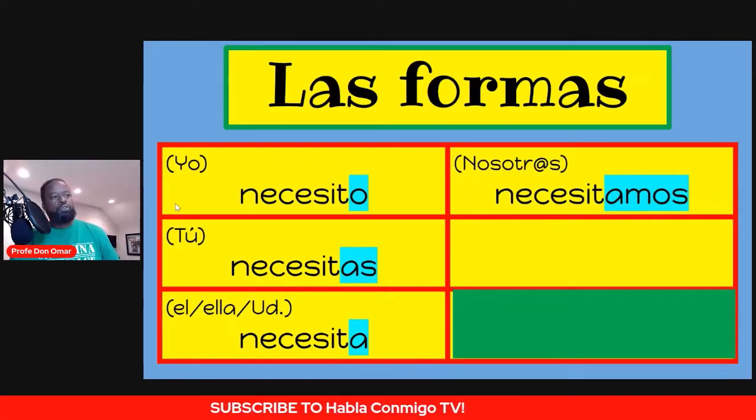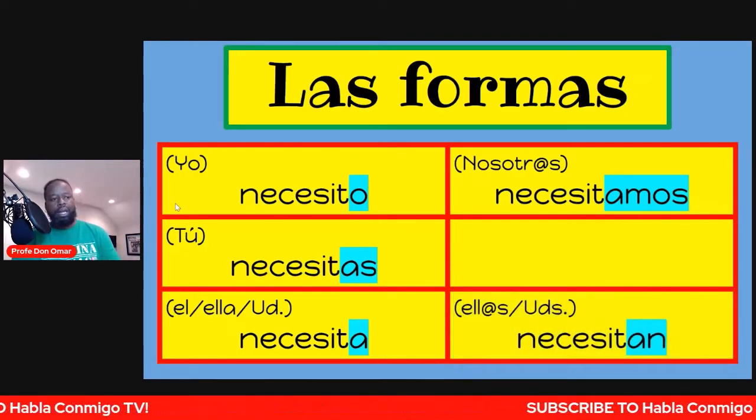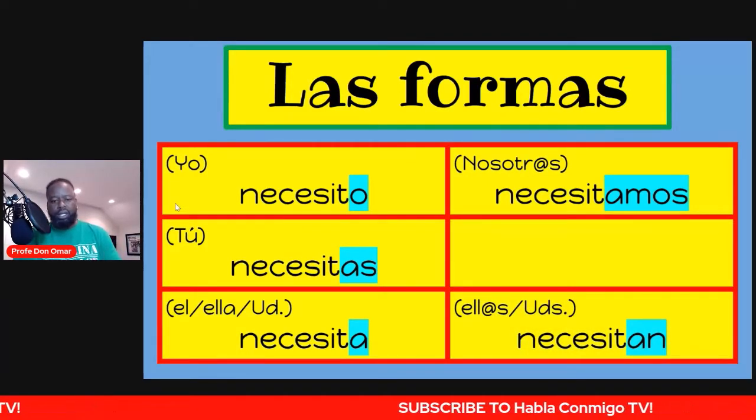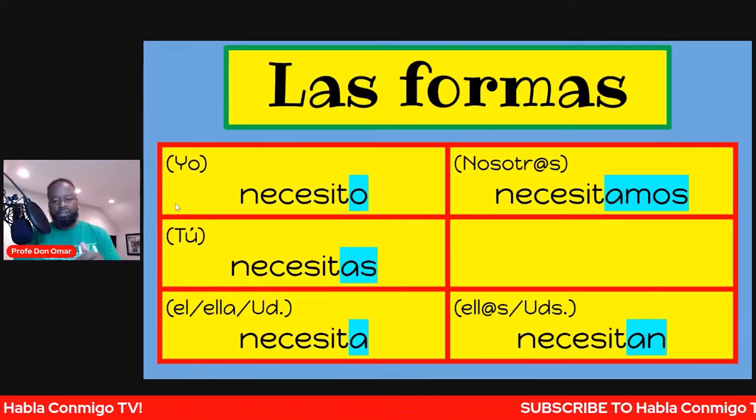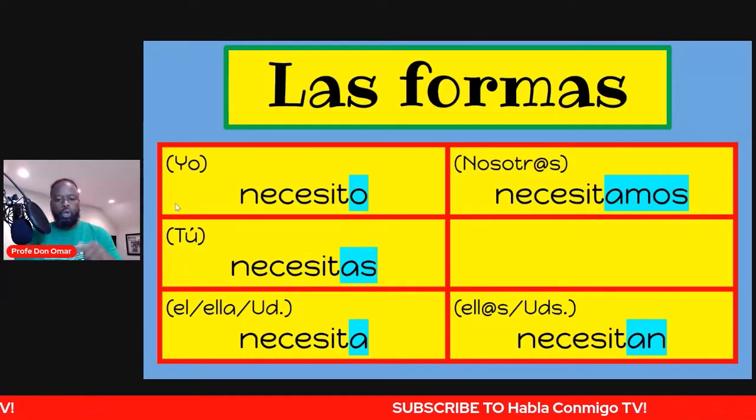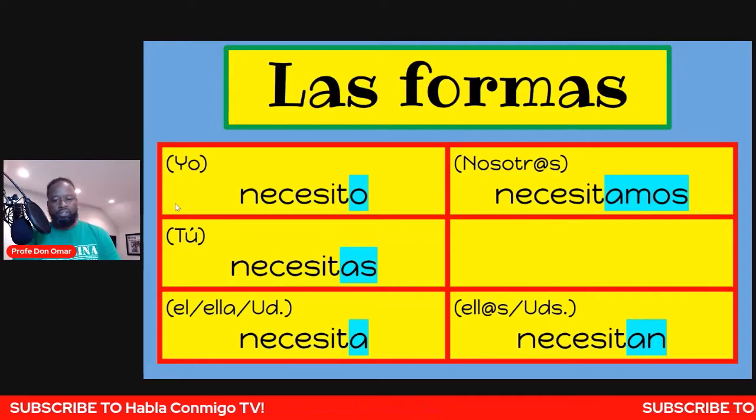Y aquí tenemos nosotros o nosotras necesitamos. Y la última forma, ellos, ellas, ustedes necesitan, right? They, ellos, ellas, they need, or ustedes necesitan, you all or y'all need. Okay? Y aquí tenemos todas las formas del verbo necesitar.